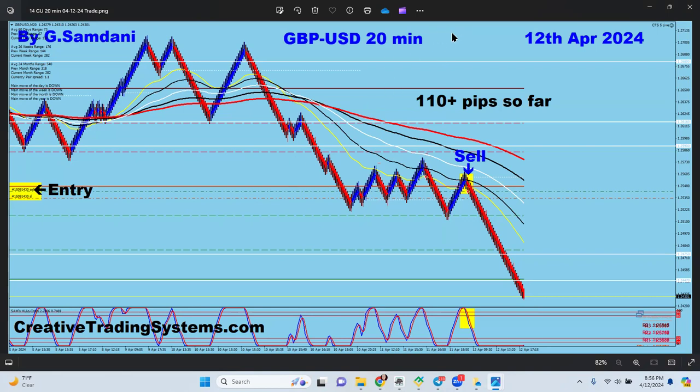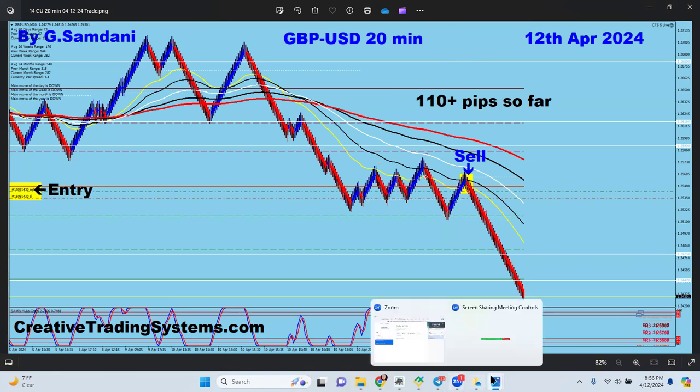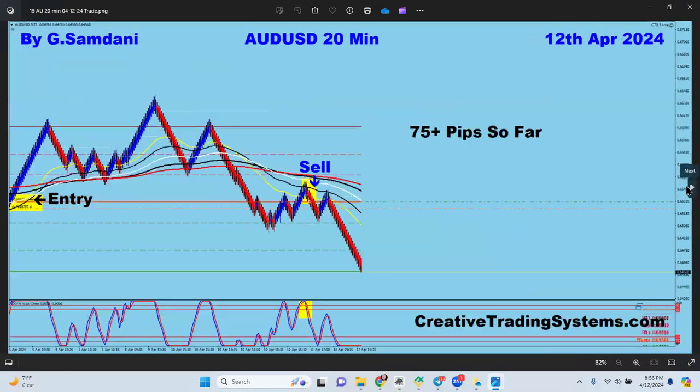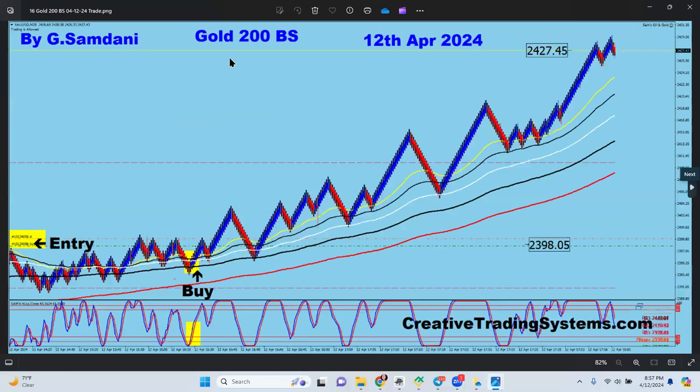Learn how to use the EA, then get the EA, and then use it, and that's it. This is GBP/USD. AUD/USD did the same thing, short side, 75 pips on the 12th today. Gold again, a beautiful long, right? This is the EA, taken by the EA.